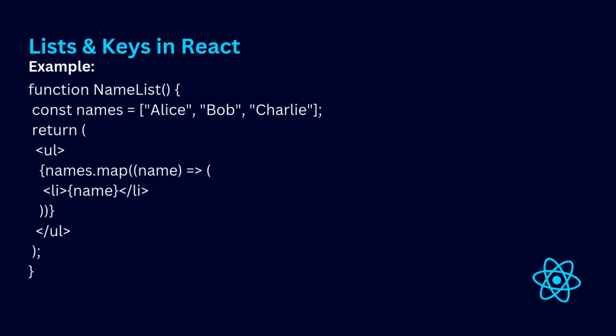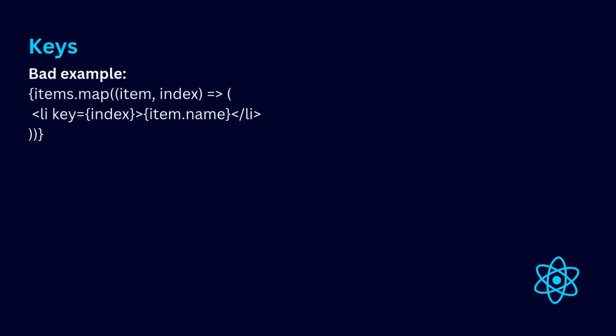That warning leads us to the second part of today's lecture, that is keys. Keys are how React keeps track of each list item between renders. Imagine if you add, remove, or reorder items, React needs to know which item is which, so it can update only what's necessary. If keys are missing, React will still try to work it out, but it may render items inefficiently or even cause UI glitches. Here is a bad example of using keys.